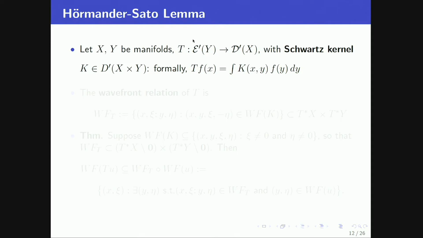Okay, so this is addressed by the Hormander-Sato Lemma. So let's suppose we have manifolds X and Y. Suppose we have a continuous linear operator from distributions of compact support on Y to distributions on X, which therefore has a Schwartz kernel by the Schwartz kernel theorem. So the Schwartz kernel is a distribution on the product space X cross Y. And we can formally write the operator T as an integral operator with an integral kernel K. If K were a relatively nice function, you would interpret this in the sense of Lebesgue integration or whatever. But of course, this is interpreted weakly in the sense of distributions, but it's a convenient way to think about an operator.